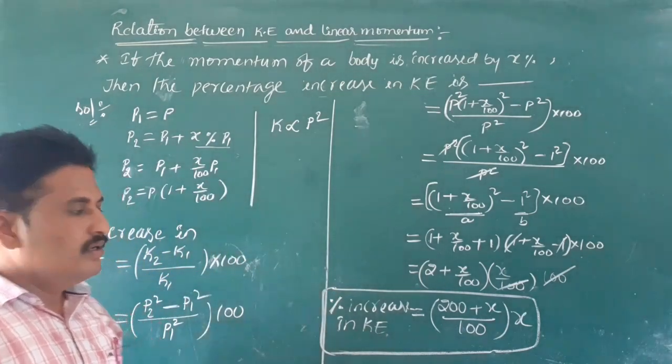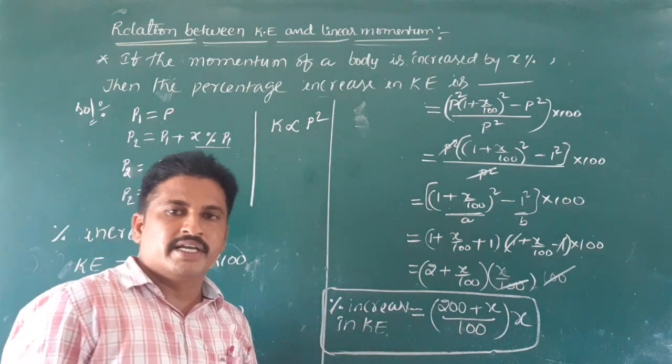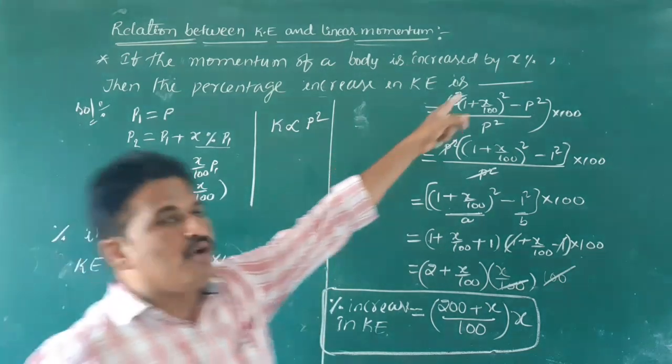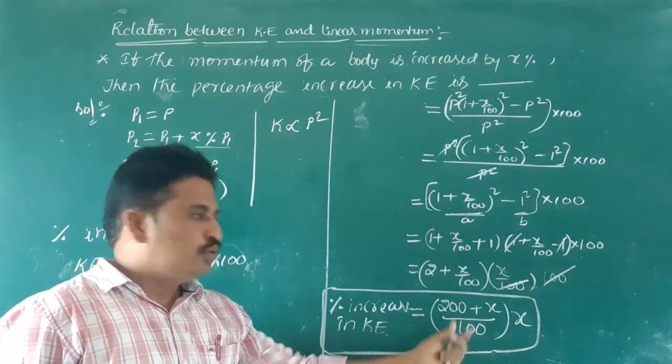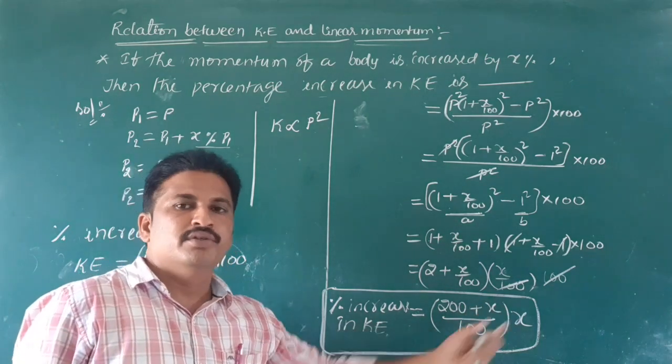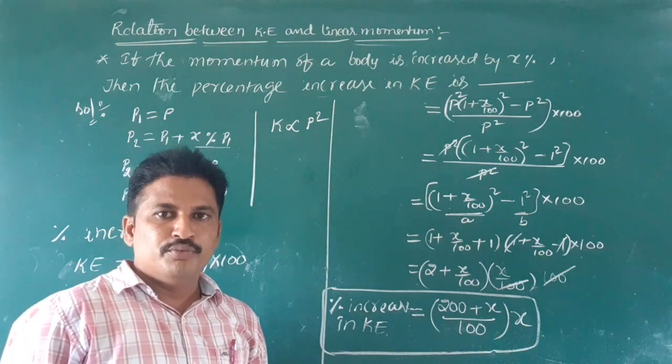See students, this is the percentage increase in its kinetic energy. If the momentum of the body increases by x percentage, then the kinetic energy increases by (200 + x)/100 into x. Okay, students, I hope you understand.